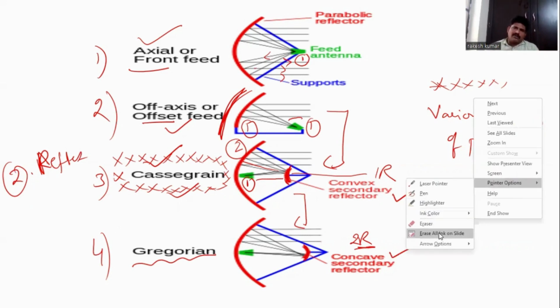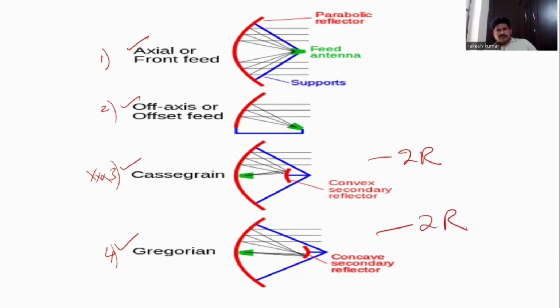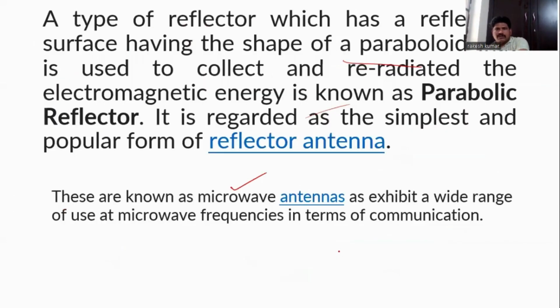So tell me, what are the various types? This is a very important question. The first one is axial feed. The second one is offset feed. The third one is Cassegrain. The fourth one is Gregorian. What is the most popularly used? It is Cassegrain. How many reflectors are there in Cassegrain? Two reflectors are there. Gregorian also has two reflectors. But if the primary or first reflector is in convex shape, we call it Cassegrain. If it is concave shape, we call it Gregorian.